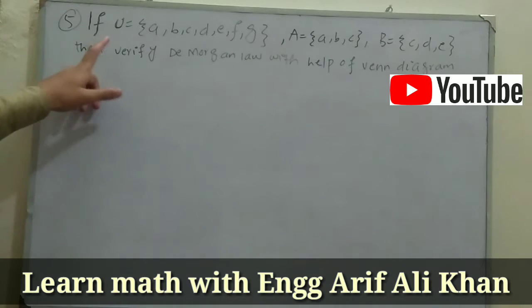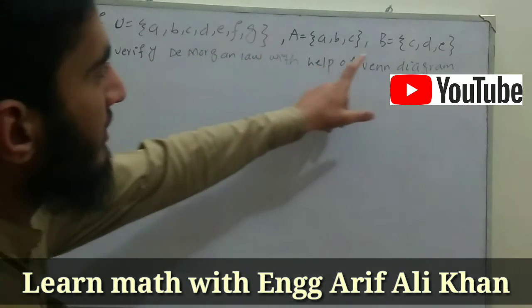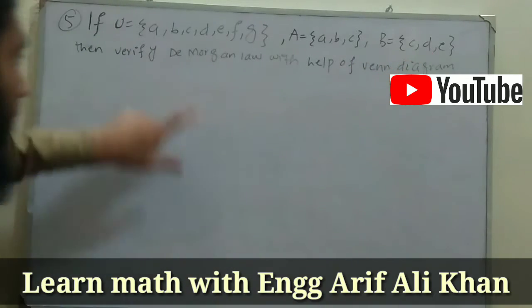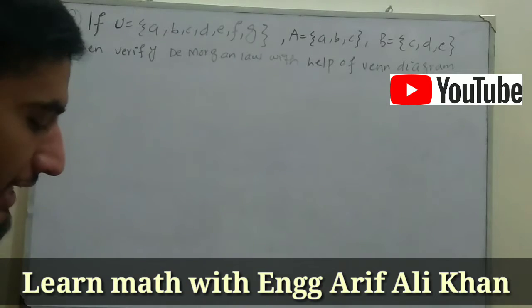It tells that if the universal set is A, B, C, D, E, F, G and set A is A, B, C and set B is C, D, E, then verify De Morgan's law with the help of a Venn diagram.